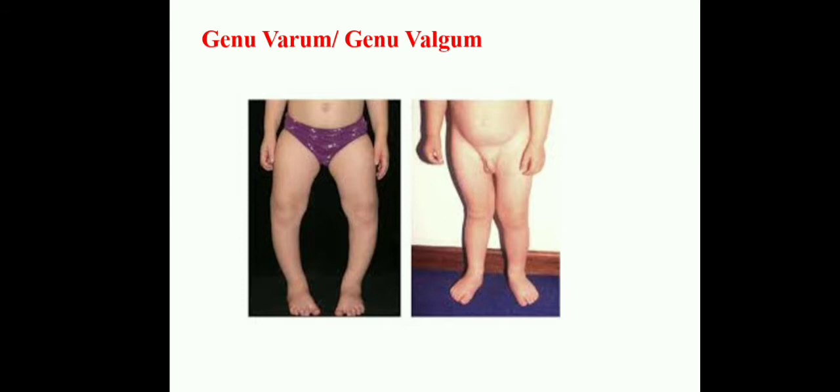Genu varum, look at this image. Here there is widening of the legs. When the feet are joined together, the knee area is widened. This is called bow legs, that is genu varum. Genu valgum means knocked knees. Both knees are joined together. That is called knocked knees.